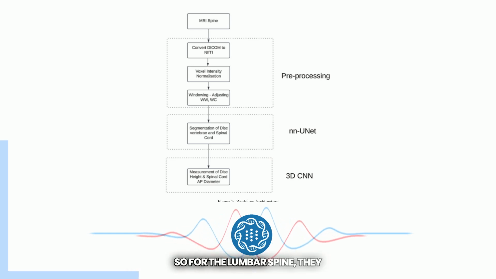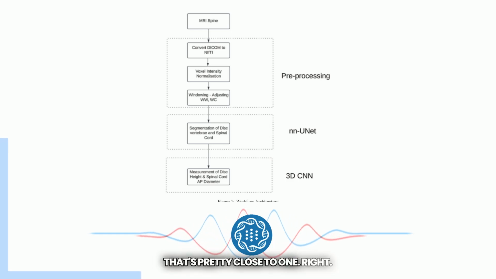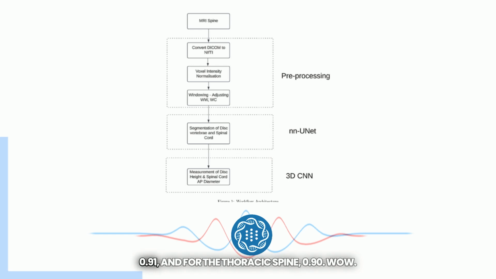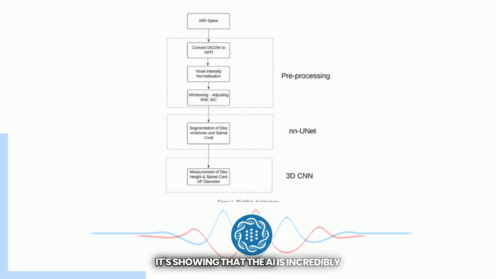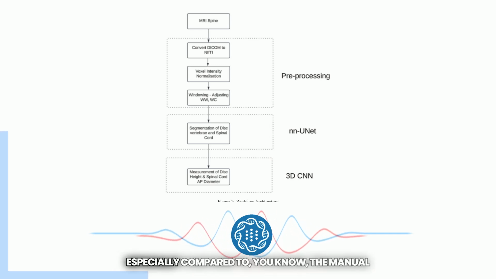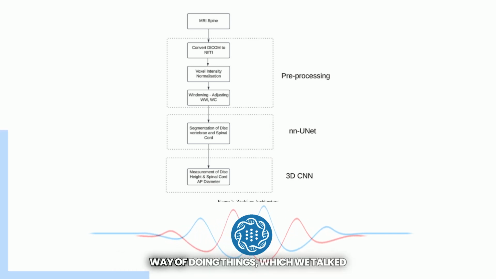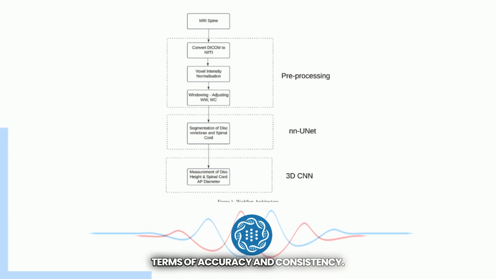Got it. So for the lumbar spine, they got a dice coefficient of 0.94. 0.94, that's pretty close to 1. Right. And then for the cervical spine, it was 0.91, and for the thoracic spine, 0.90. Wow, those are really, really good scores. It's showing that the AI is incredibly accurate at identifying those spinal structures. That's amazing, especially compared to the manual way of doing things, which we talked about earlier with all its limitations. Absolutely. It's a huge leap forward in terms of accuracy and consistency.